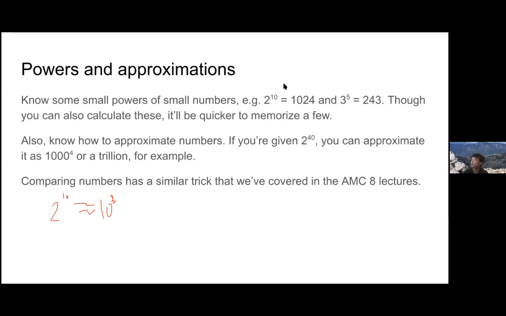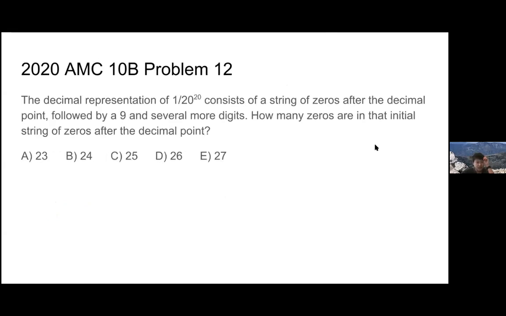Some of you may remember that problem I did involving comparing, what was it, 2 to the 56, 5 to the, I don't remember the exact numbers, 5 to the 24, 3 to the 35, and 11 to the 16. Yeah, you'll see some of those types of problems on the AMC10 where you have to approximate things. So here's a quick example problem.